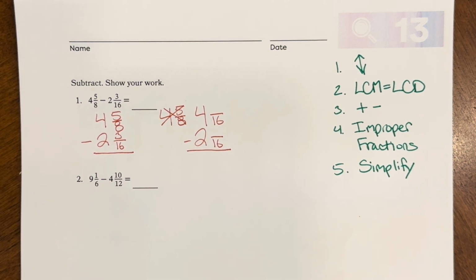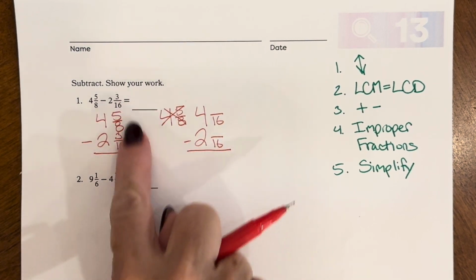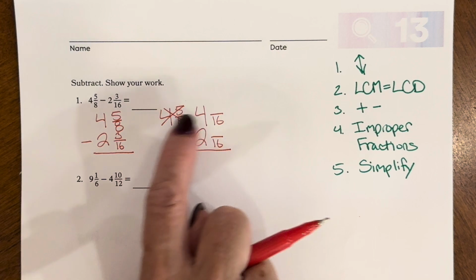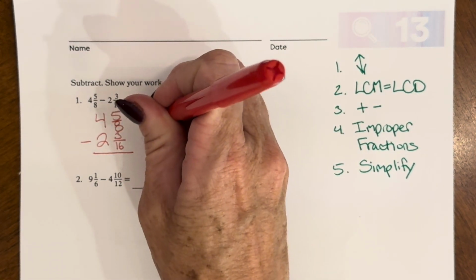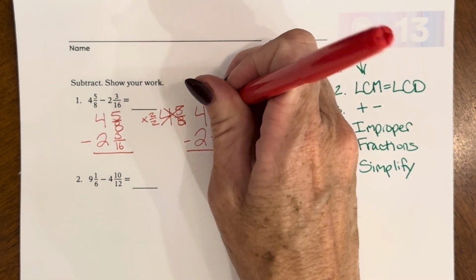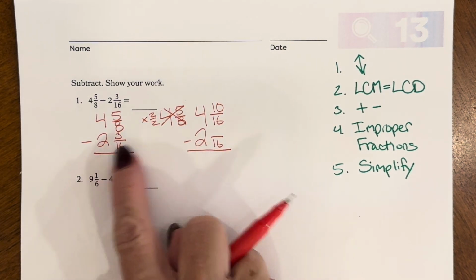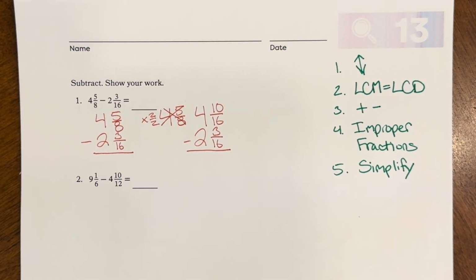Now that I've done that, I made sure I have my whole numbers and space in between. Now I ask myself what my new numerators are. What happened to my 8 to become a 16? I multiplied by 2, so I multiply my numerator by 2 and get 10. What happened to 16 to get to 16? Nothing, so my numerator is not going to change either. Now my problem says 4 10/16 take away 2 3/16.